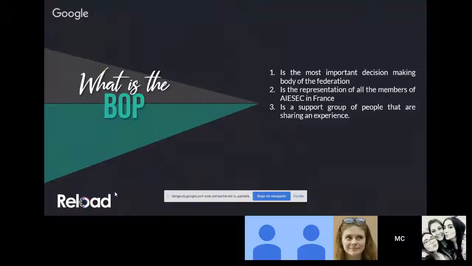The second one is that it is the representation of all the members of ISEC in France. When you are an LCP, you are representing your LC in front of the BoP. And the third one is that it's a support group of people that are sharing an experience. So like the BoP, all of you are people that are sharing the same kind of experience. All of you are going to have forming, all of you are going to have storming with your EBs. So you are a support group that is going to give you advice, that is going to be with you in the moments that you feel tired or that you want an answer.